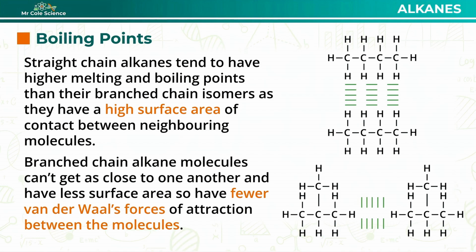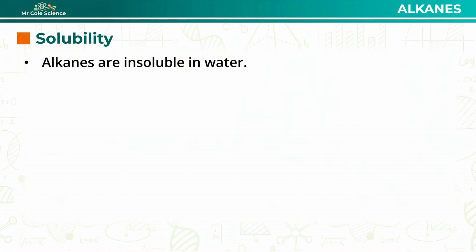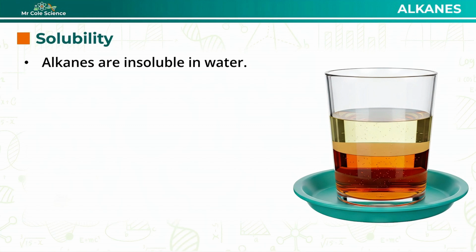chain equivalents. Another physical property you need to be aware of is that alkanes are insoluble in water, and you might have seen this when testing alkanes and alkenes with bromine water. They form an immiscible layer on top of the aqueous bromine water.